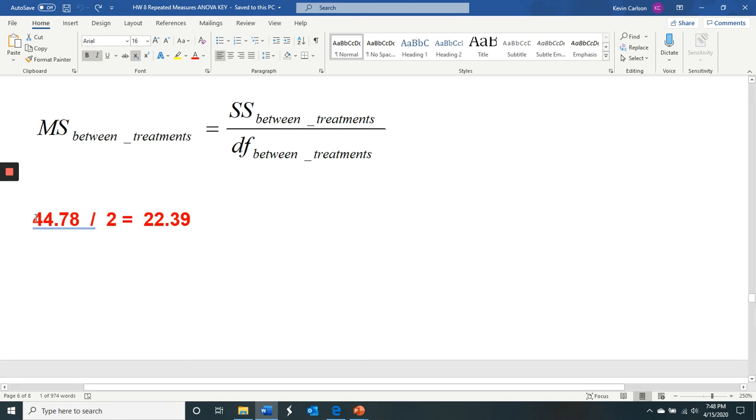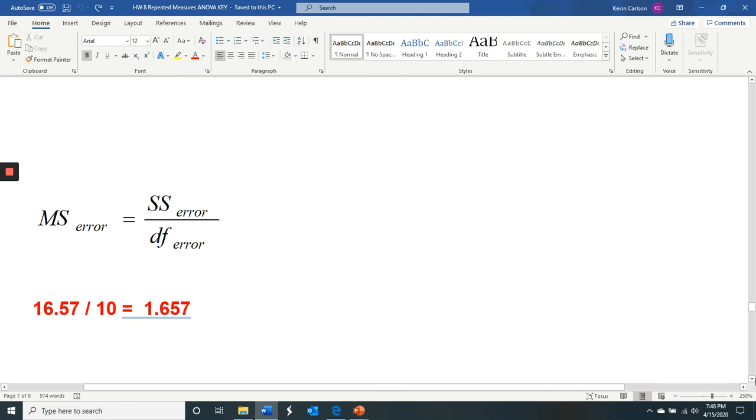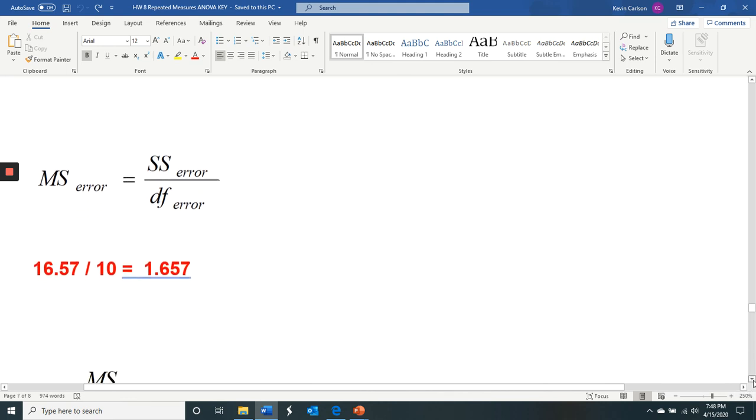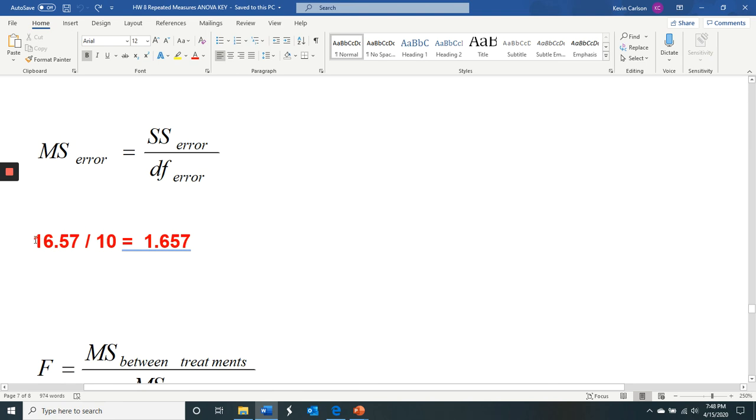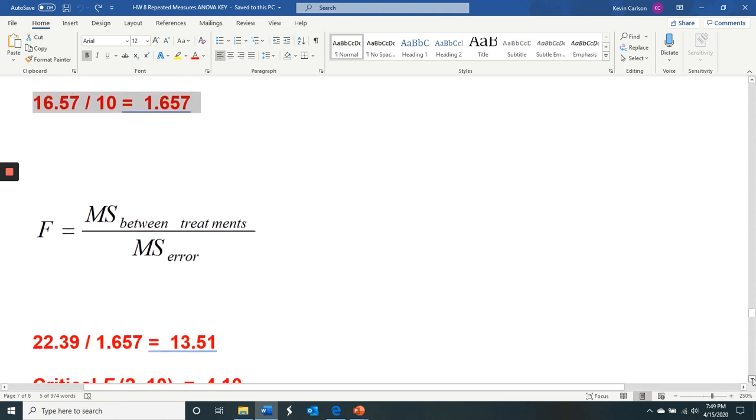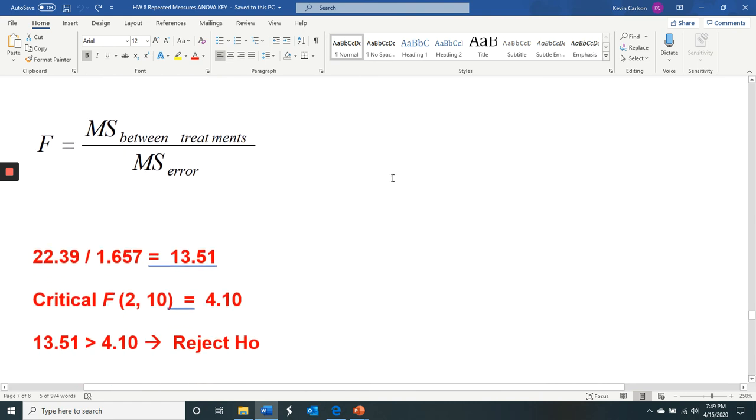So sum of squares between treatments divided by degrees of freedom between treatments, 22.39 is the mean squares between treatments. We do the same thing for mean squares error, as we take the sum of squares error divided by degrees of freedom error. We just simply plug these things in, and our mean square error is 1.657. So now we have the mean squares between treatments, the mean squares error. We can divide those two to find the F. And we get an F of 13.51.